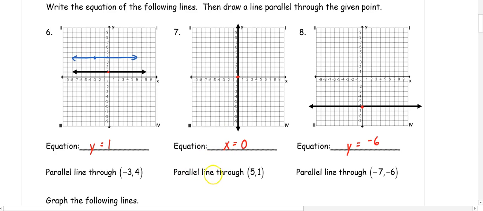And then number 7, a parallel line at 5, 1. So we're going to go to 5, 1. This time our line was vertical, so we want a vertical line through that point. So remember, our line is always going to be vertical or horizontal, the same as the given line. And then the last one, our point is -7, -6, which is on that line, so we're just going to draw another line through that.